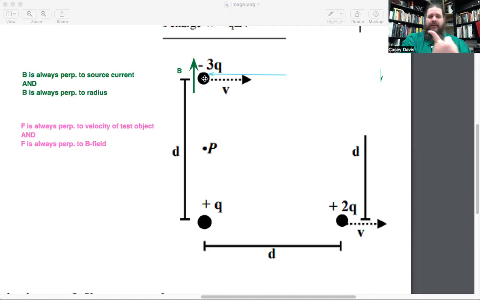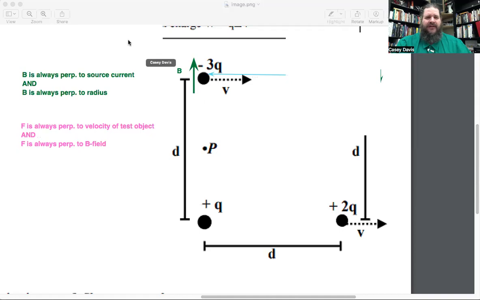You have your thumb in the direction of the velocity, the motion of the charge, index finger in the direction of the magnetic field, and your middle finger perpendicular to those will tell you the direction of the force. So which one is that in this case? Out of the page. Right, we get an outwards force except for one thing.